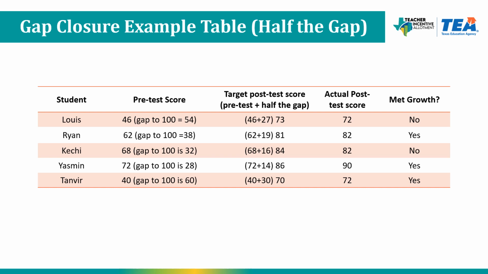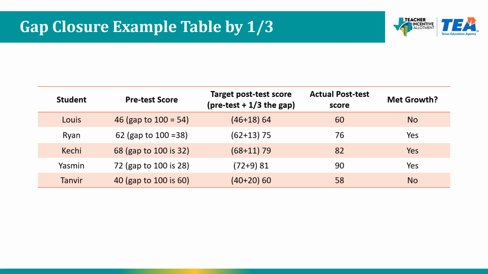Looking at the half the gap method, we can see that Ryan scored a 62 on the pretest, leaving a gap of 38 between his pretest score and a perfect score. That 38 is then halved or divided by 2 to get 19. Ryan would need to score at least an 81 on his post-test to meet growth. Ryan scored an 82 on the post-test, exceeding his growth target.